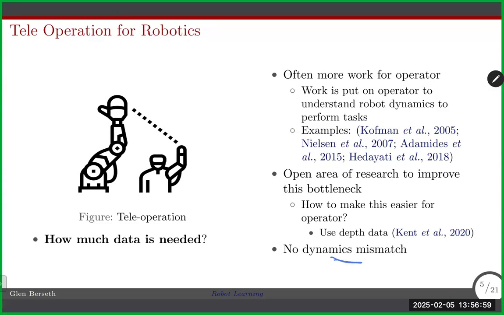But then there are many other data sources that are much more passive that do have this additional dynamics mismatch. The same thing where I'm walking around right now and you don't actually have access to the actions I'm using to control my muscles. So that's at least one form of dynamics mismatch.